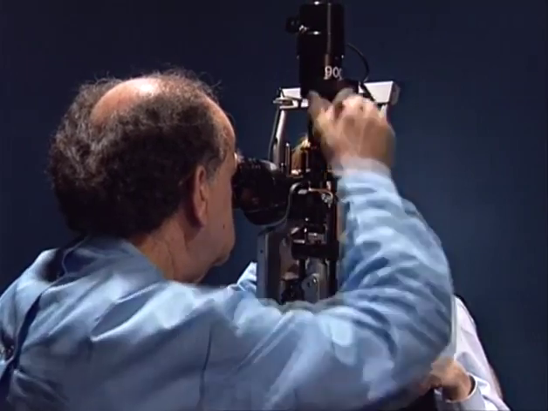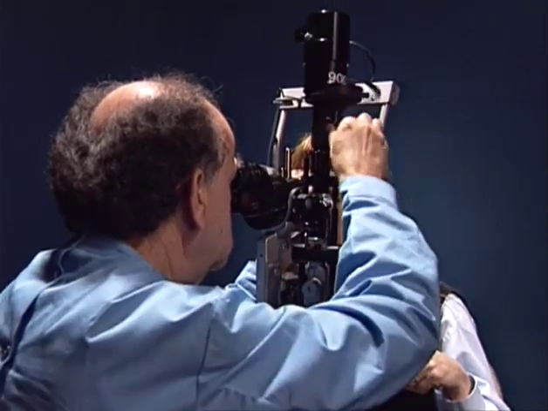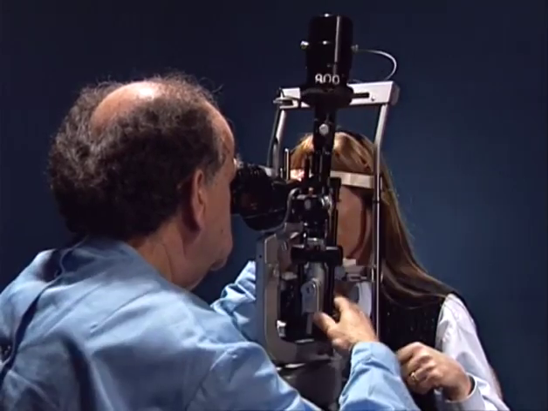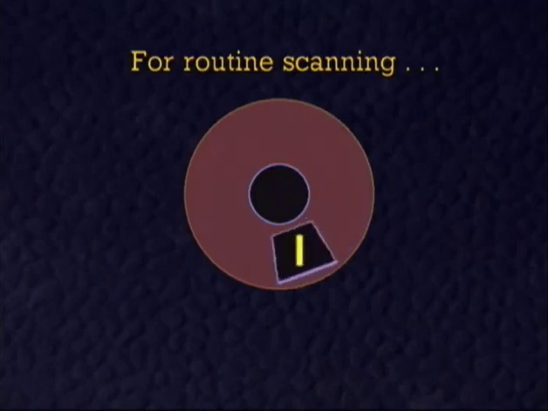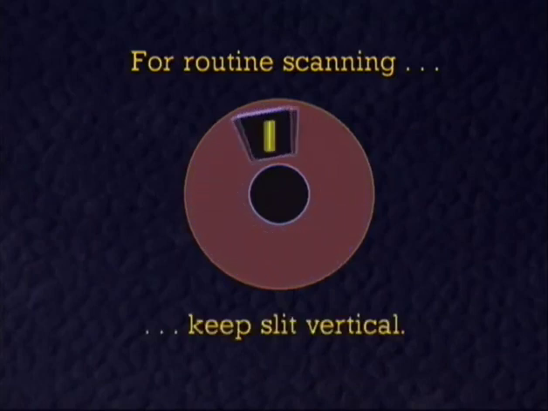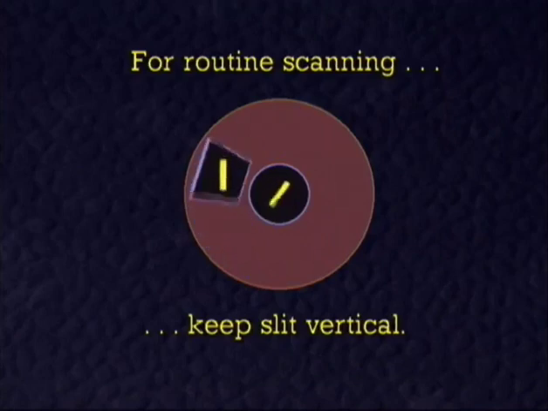But for just scanning the eye in routine examinations, a less cumbersome procedure is preferred. For routine scanning, one may maintain the slit beam in a vertical position while rotating only the mirrors of the contact glass. But by doing so, the optical knife is involuntarily rotated.